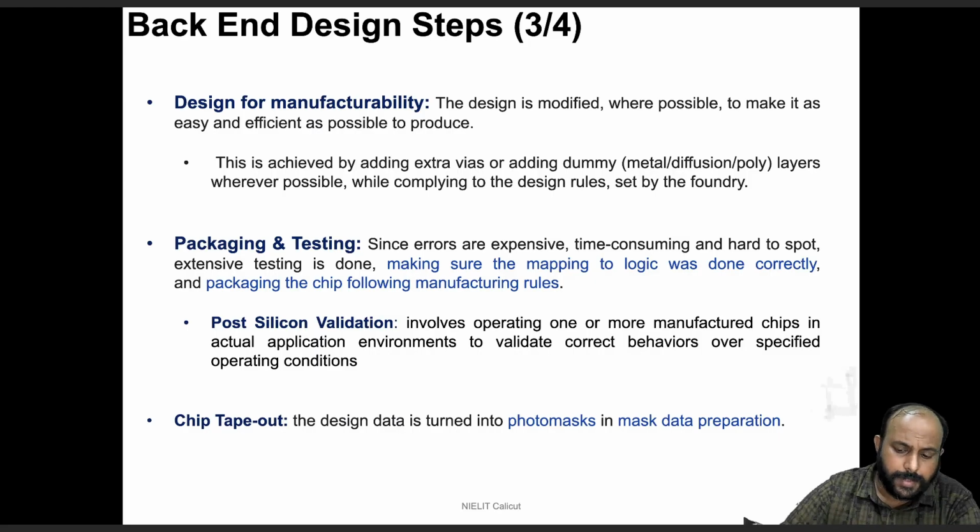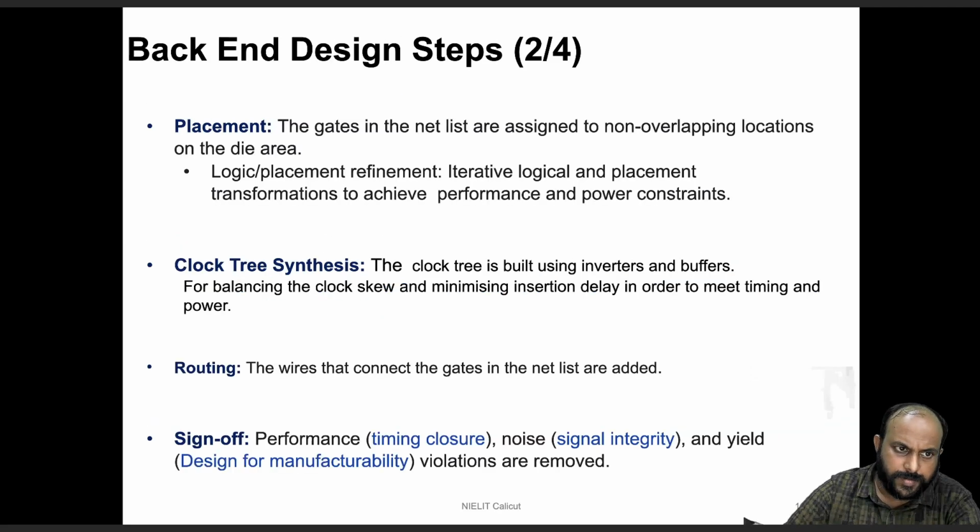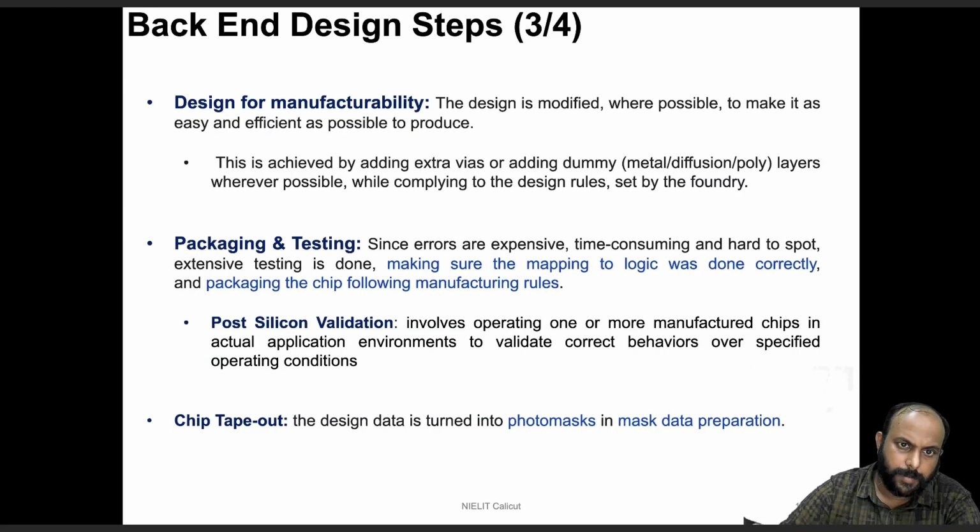Now after this particular physical verification and sign off step is done, which includes design for manufacturability steps as well, the chip, the die is taken for packaging and testing. In this step, basically it is ensured that there are no logical faults in the chip, and the packaging is done following the manufacturing rules.